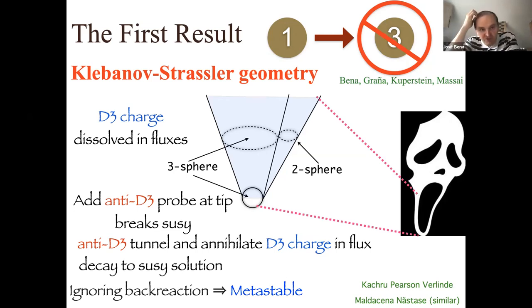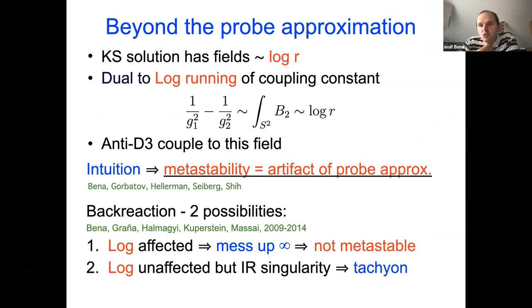Now, this is the story in the probe approximation. However, if you go beyond the probe approximation, which is what we did, the story is a bit more complicated. The Klebanov-Strassler solution has some fields which go logarithmically with the radius. This is because the dual gauge theory has a coupling constant, and the coupling constants in four dimensions go logarithmically with the energy. This gauge theory has two coupling constants, and their difference grows like the integral of the B field on the two-cycle of Klebanov-Strassler, which goes like log R.